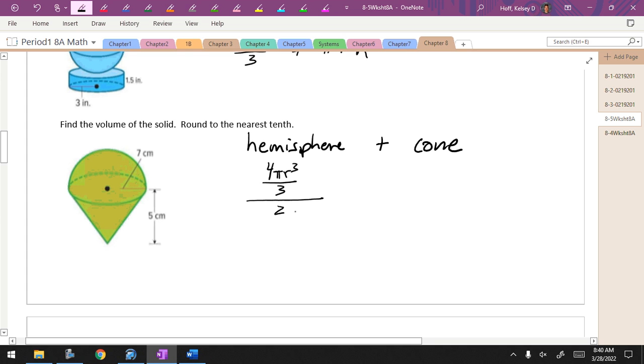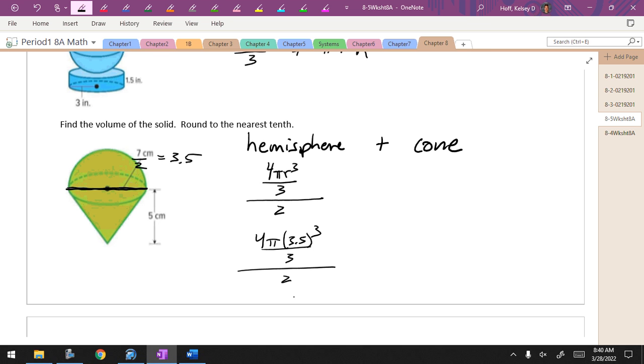Should we stick with the hemisphere for right now? Yeah. Okay. The 7 goes all the way across with that line, so we have to divide it in half to give us 3.5. All right, on your own without any help from me, use your calculator to find the volume of that hemisphere.